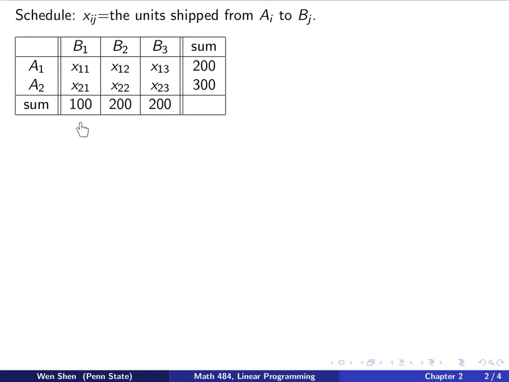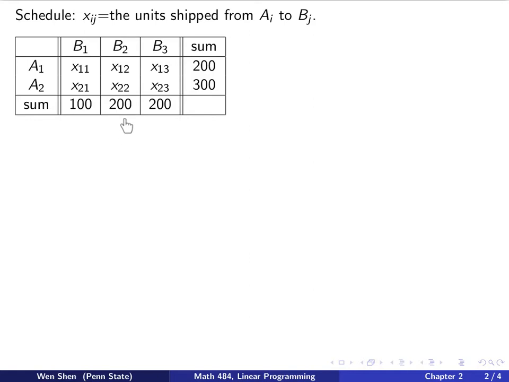And then at the same time, we also have destinations. For locations B1, B2, B3, I need to ship these amounts of goods into them. So what am I shipping into B1? Well, I'm shipping some from A1 and shipping some from A2. If I add these two up, I must have this number. Okay?